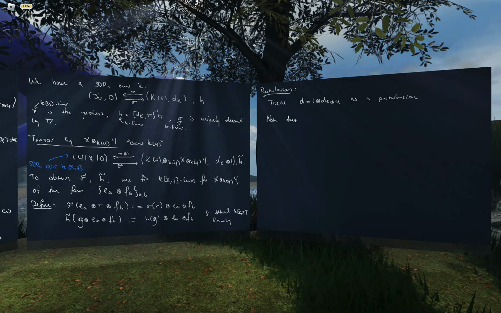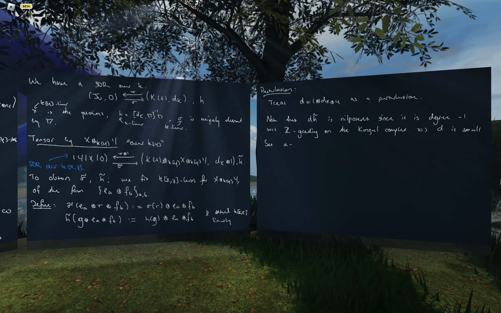Note that the composition of D and H tilde is nilpotent, since it has degree -1 with respect to the Z grading on the causal complex. And the causal complex is obviously bounded, right? So eventually this map will be 0. This means that D is small as a perturbation.